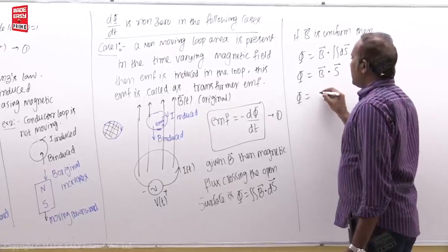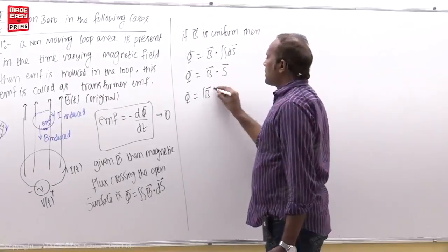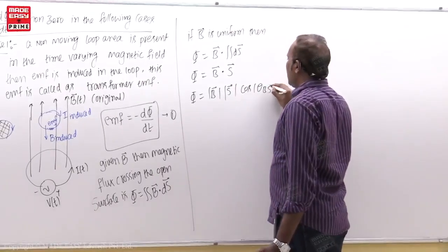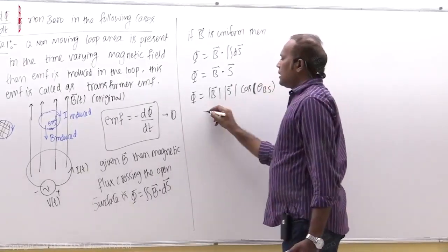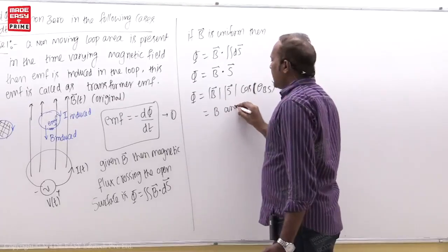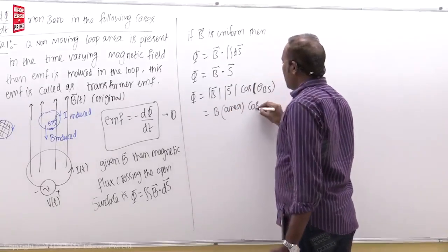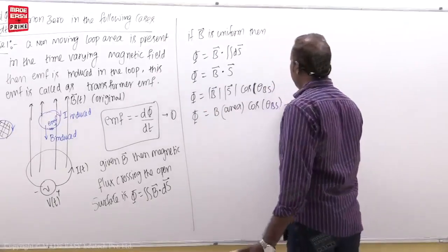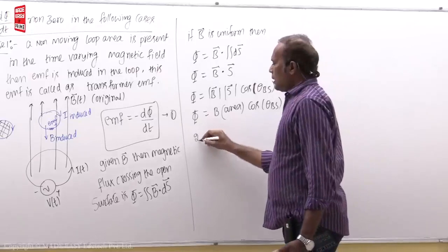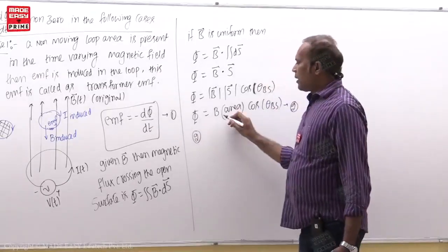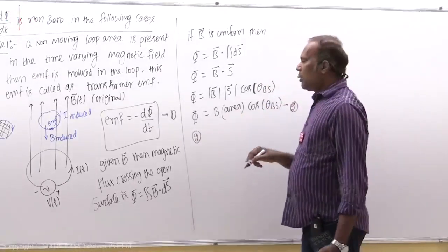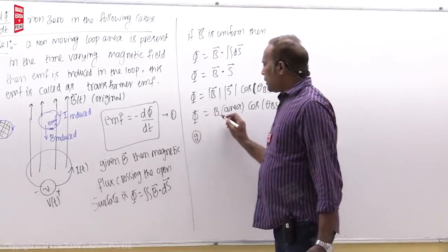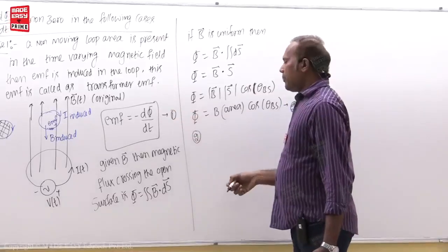Now let us expand that A bar dot B bar formula: modulus of B bar, modulus of S bar, cos of the angle between B bar and S bar. So this is simply written as B, the area of the loop, and then cos theta BS. So this is the magnetic flux, equation number 2. So if in any question B bar is given, that B bar is uniform. Uniform means not a function of distance.